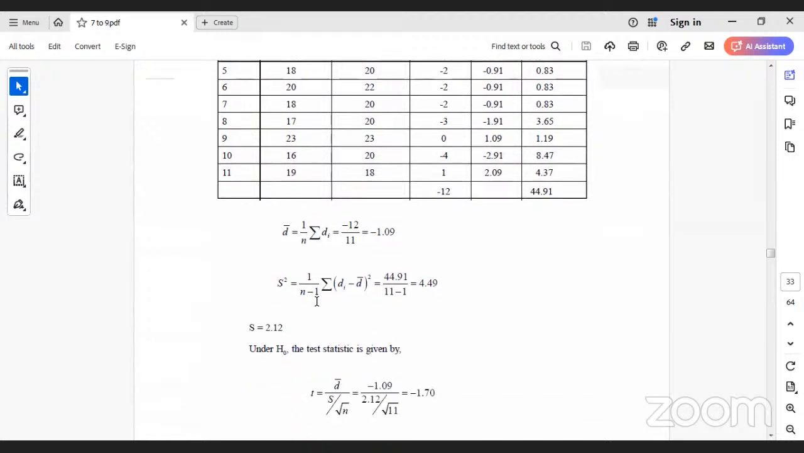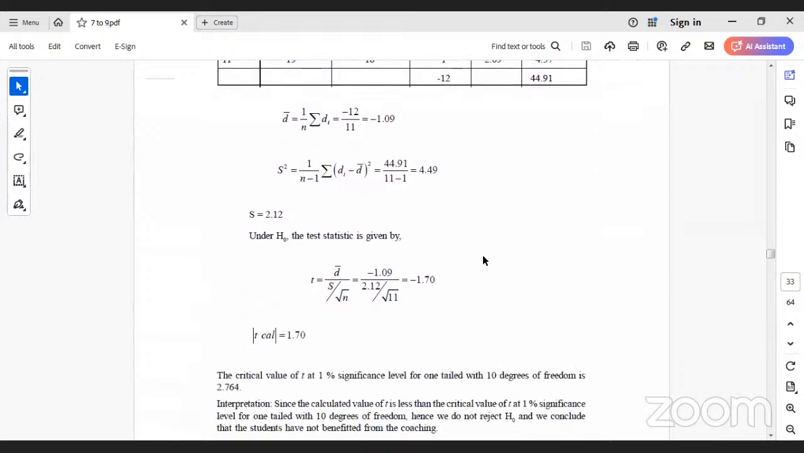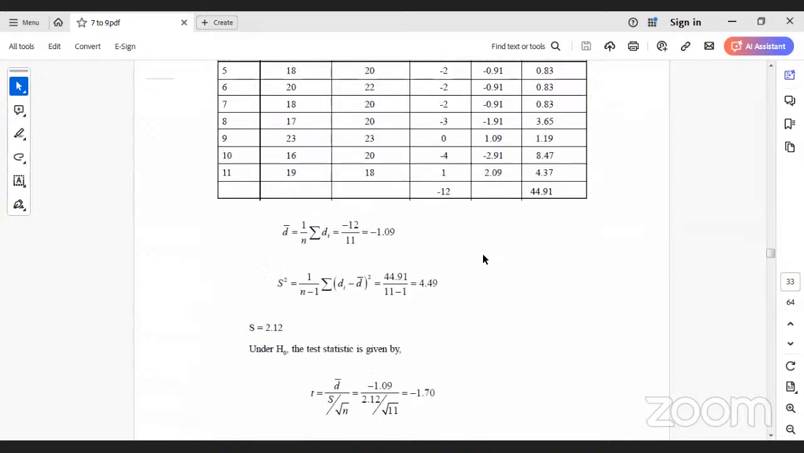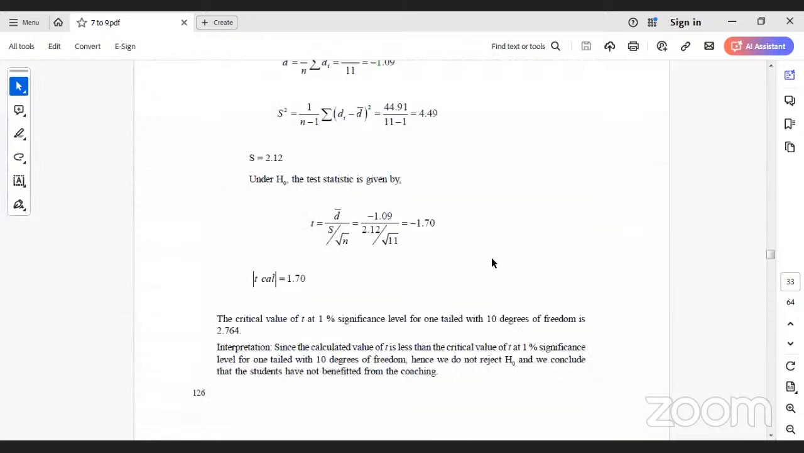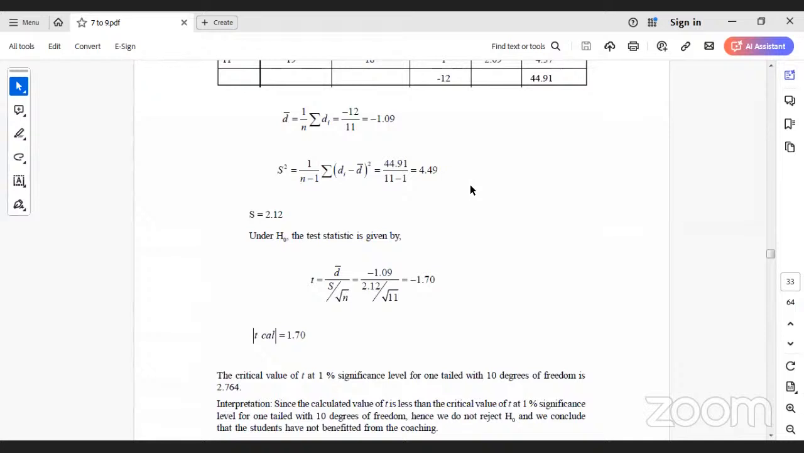So s square is 1 by n minus 1 times the summation of (di minus d bar) whole square, that is 44.91 by 11 minus 1, which is 4.49. So s square is 4.49, and s is the square root of 4.49, which is 2.12.